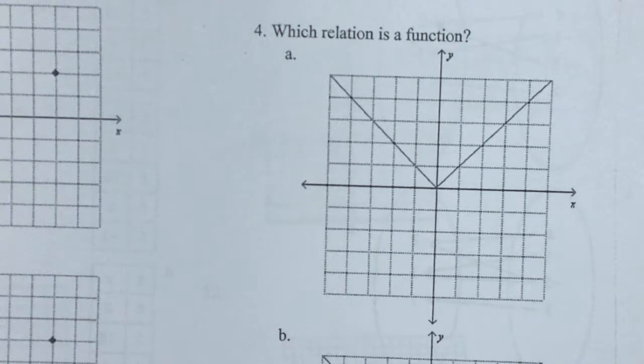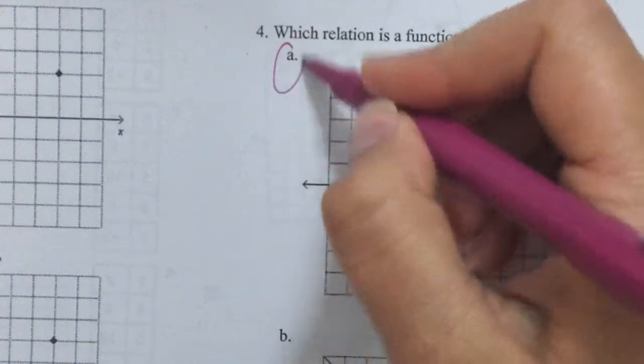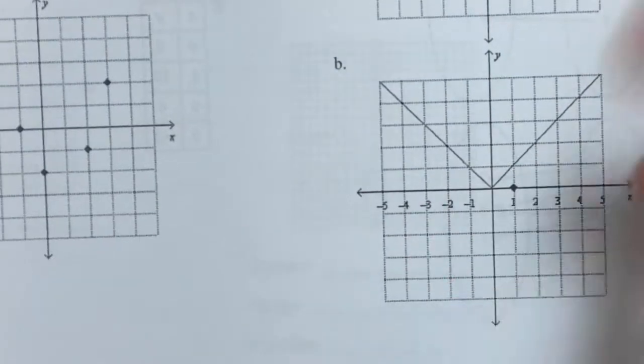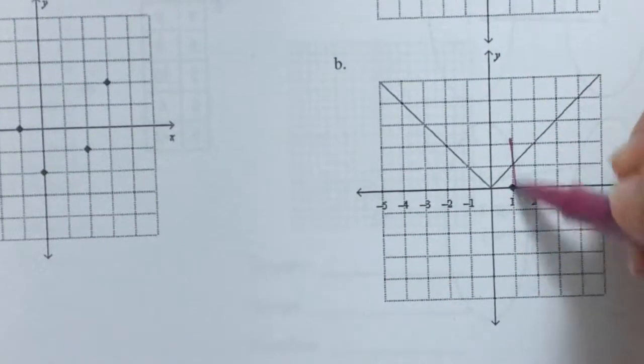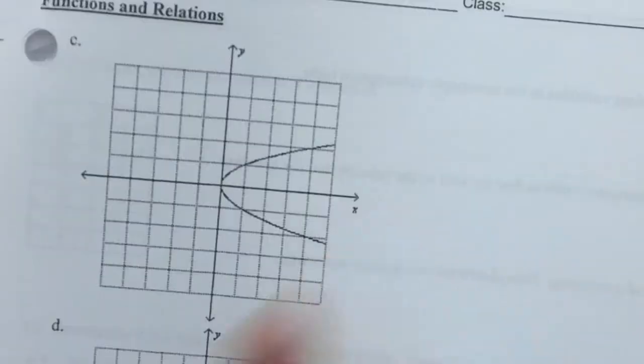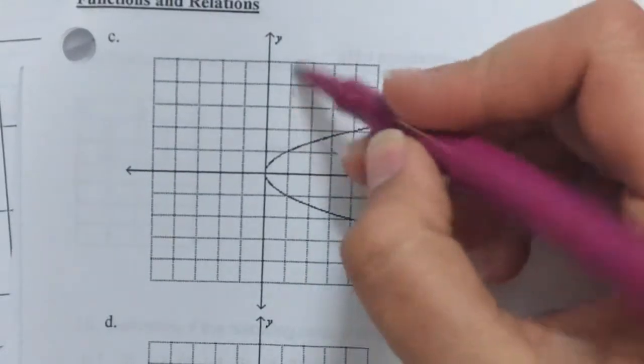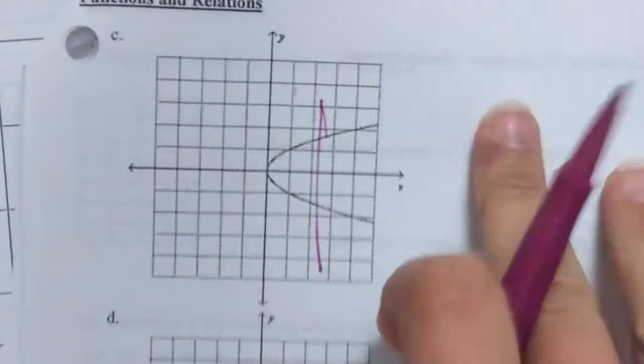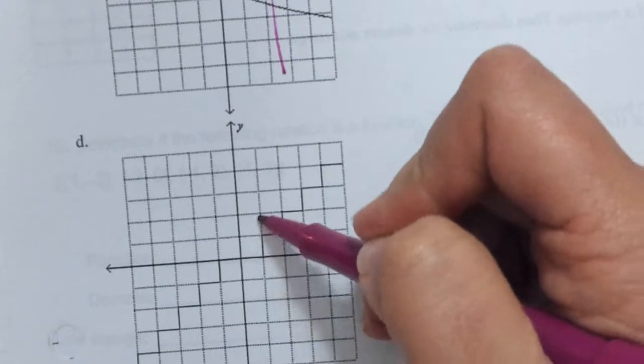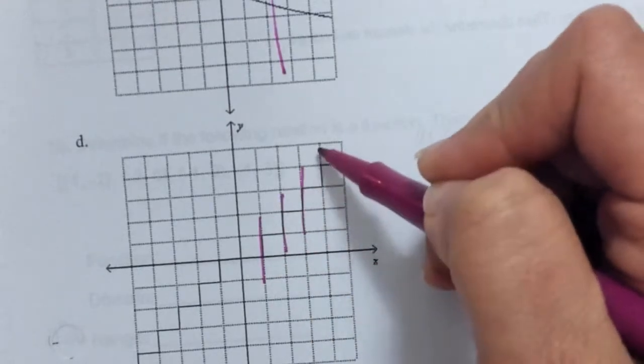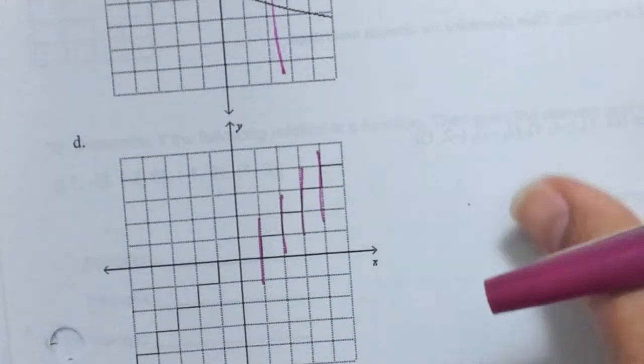Okay, which one is it? Why is it A? And it only hits it once, right? And no. B has that dot, so it would hit twice. Vertical line test. C, it would pass through twice. And D, it has vertical lines, so those are not functions.